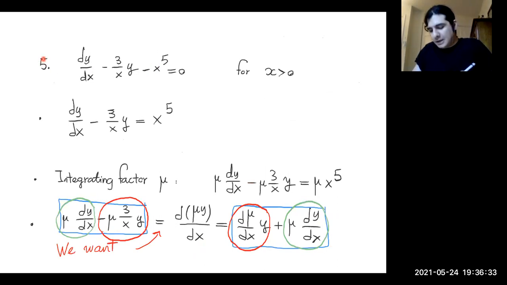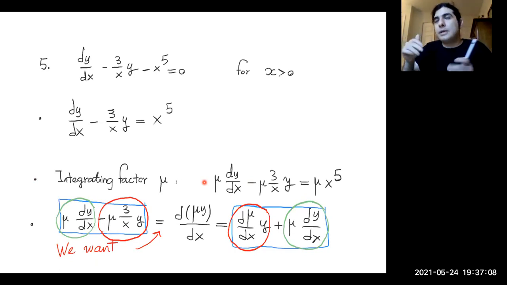Now, let's look at each step. The first step was I just took x to the 5 to the right-hand side, okay? Now I'm introducing an integrating factor mu. It is just a function. I'm multiplying both sides of this equation by this function. This is what I would get. Mu times dy over dx minus mu times 3 over x y is equal to mu times x to the 5, right?